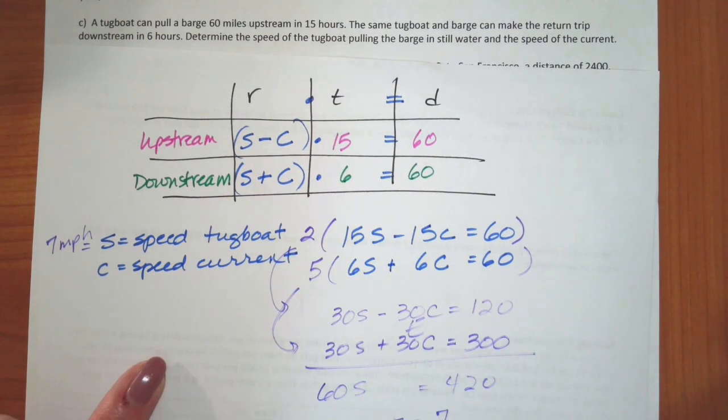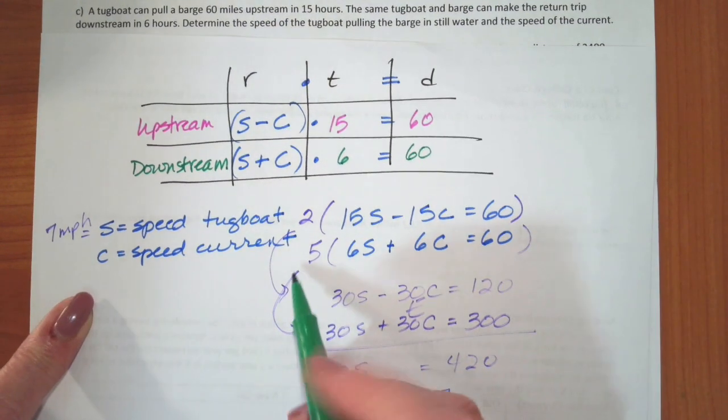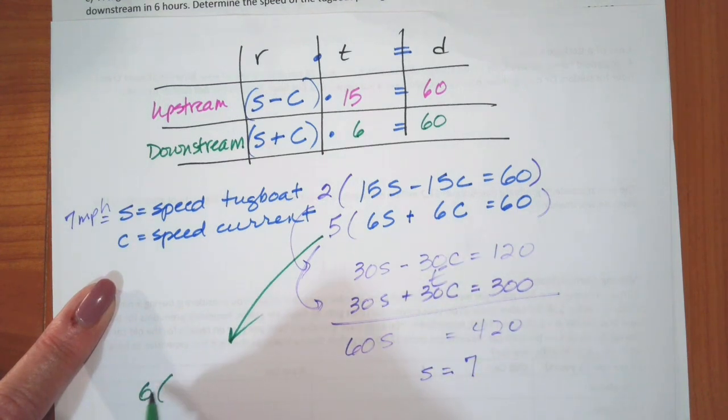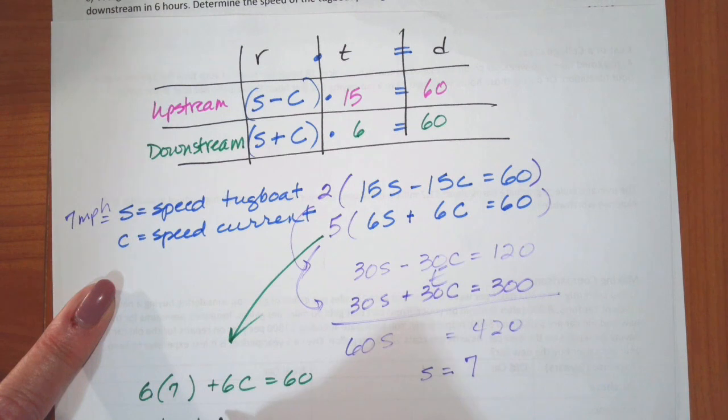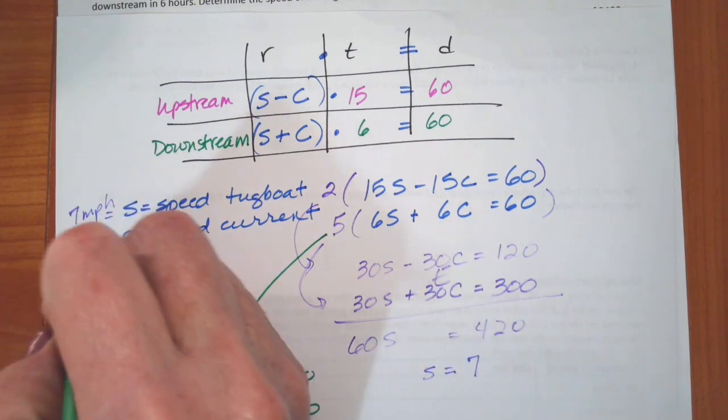Okay, so to find the speed of the current, I can just plug this into one of the equations. I'll choose the bottom one. So 6 times S plus 6C is equal to 60. This is a 7. So 42 plus 6C is 60. So that 6C is 18. So the speed of the current is 3.